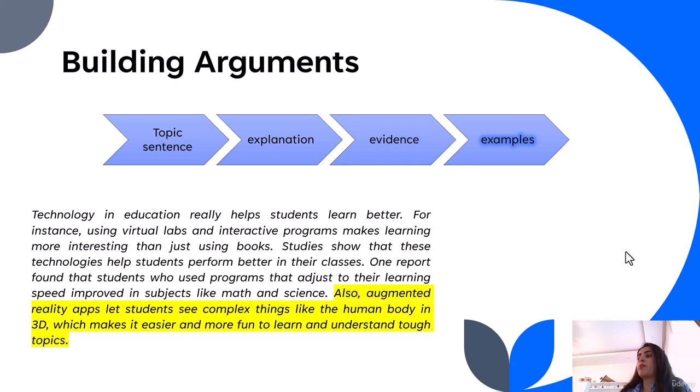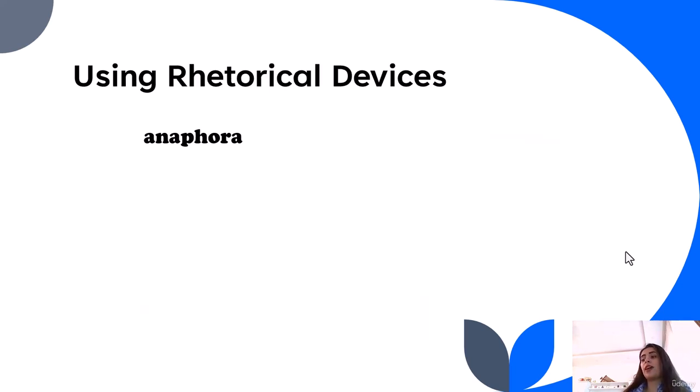Concrete examples make your argument relatable and understandable. Mentioning specific educational technologies like augmented reality apps used in science classes to simulate complex biological processes provides tangible evidence of your point. Enhance your arguments with rhetorical devices.